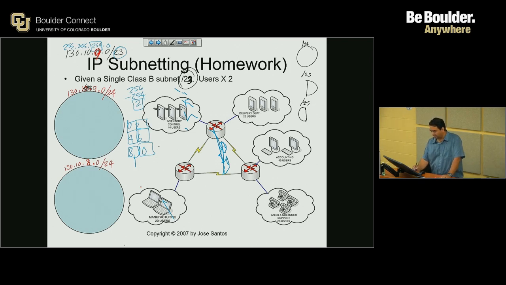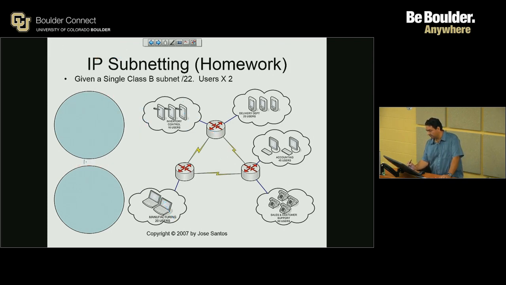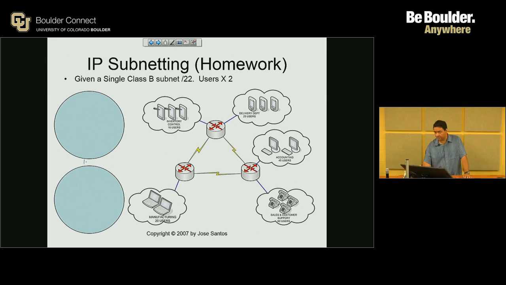So anyway, that's the IP space that we have: 130.0.8.0/24 and 130.0.9.0/24. Those are the two pies. Users times 2, so now 32 users, 50 users, 90 users, 120 users, 40 users. Going all the way to the binary, 32 users, we need 64 IP addresses. 50 users, we need 64. With 90, we go to 128. 120, 128. 40, we go all the way to 64.